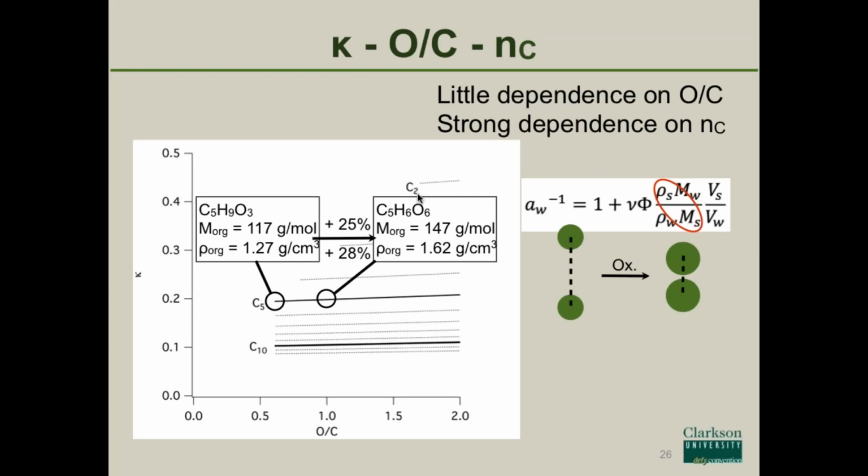Qualitatively, what happened is as they get oxidized, each molecule gets heavier, and the molecular weight did increase. But the density also increased. When they became more polar, they started to pull each other stronger, so density increased, and those two end up canceling. So what has a stronger impact is the number of carbon. In the same order of O/C, you start from carbon 5, end up in carbon 10. The molecular weight increases almost double, for density about the same. So kappa is about half.